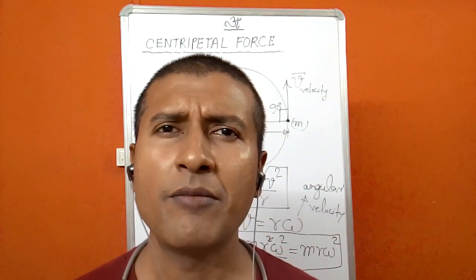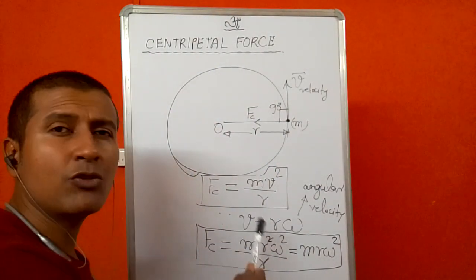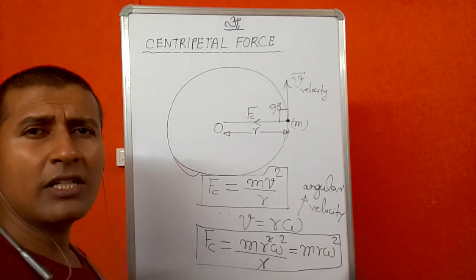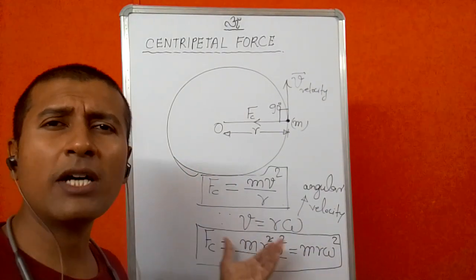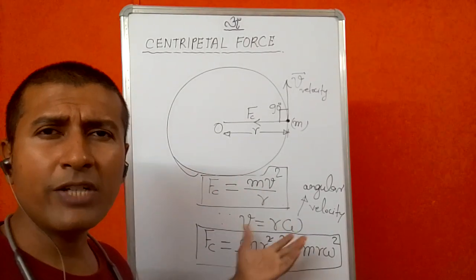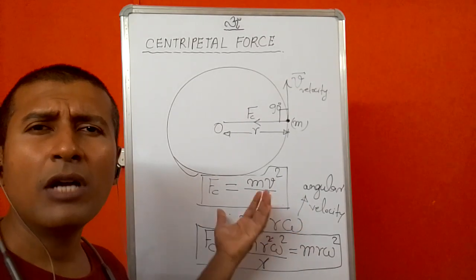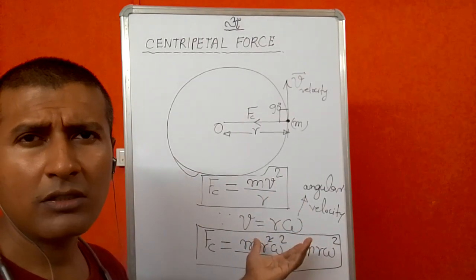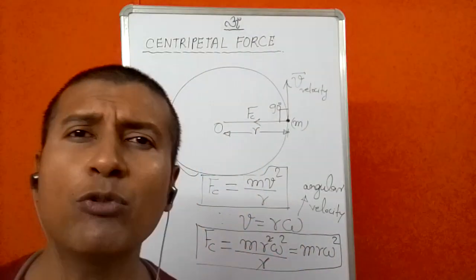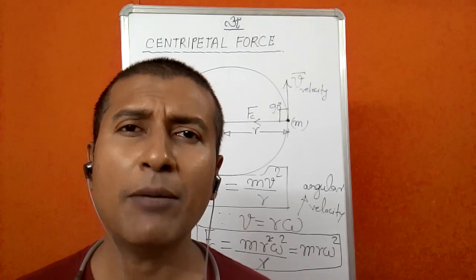Is the point clear? Now, we have two expressions of centripetal force, that is Fc is equal to mv square by r and Fc is equal to mr omega square, where small r is the radius, m is of course the mass of the body, v is the linear velocity and omega is the angular velocity of the body. Right? Here one point is important to understand, that centripetal force is not a new force. Right? Then what will happen?